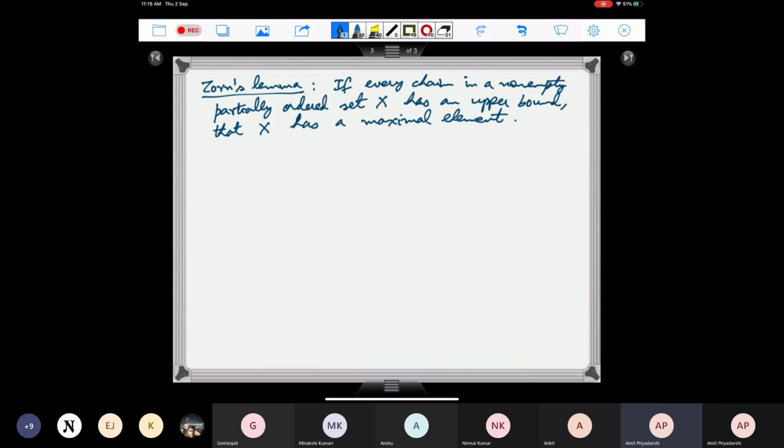So Zorn's lemma is equivalent to the axiom of choice of set theory. If you assume the axiom of choice, then you can prove Zorn's lemma, and Zorn's lemma also implies the axiom of choice. I'll just write this remark: Zorn's lemma is equivalent to the axiom of choice.